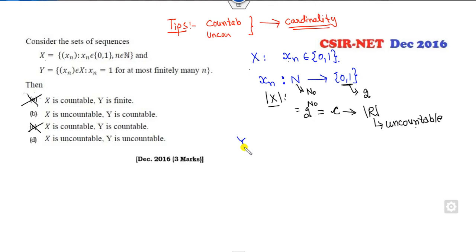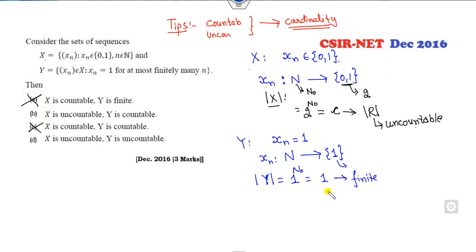Look at the Y. Y is a collection of all those X such that Xn will be 1. So what kind of set is this? All those natural numbers go to only 1. So what is the cardinality of Y? So the cardinality of this is 1. This is aleph naught, which is always purely finite here. So that means it is countable. So X is uncountable, Y is countable, so cancel, and B is the right answer. Whenever there is a question related to countable or uncountable, always look at the cardinality.